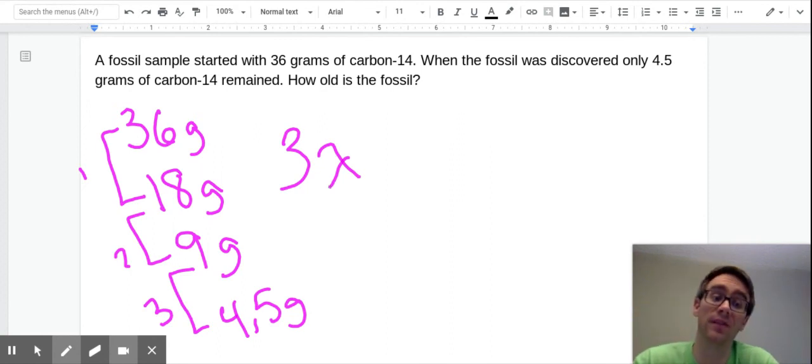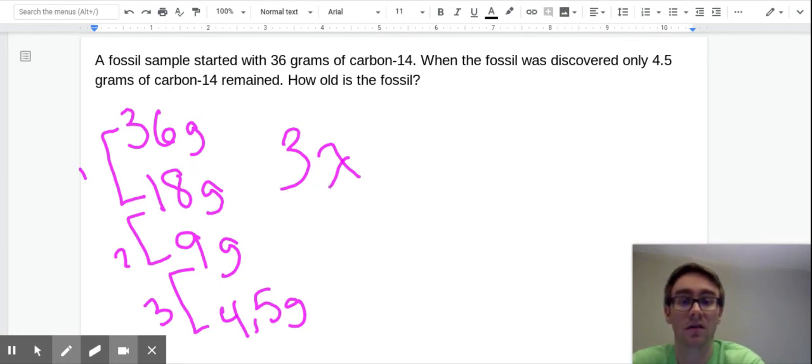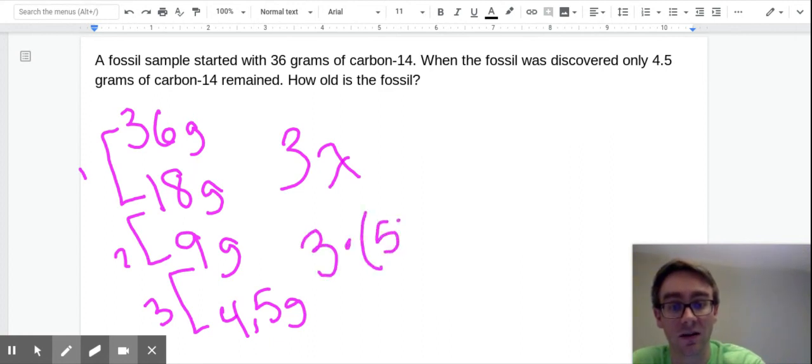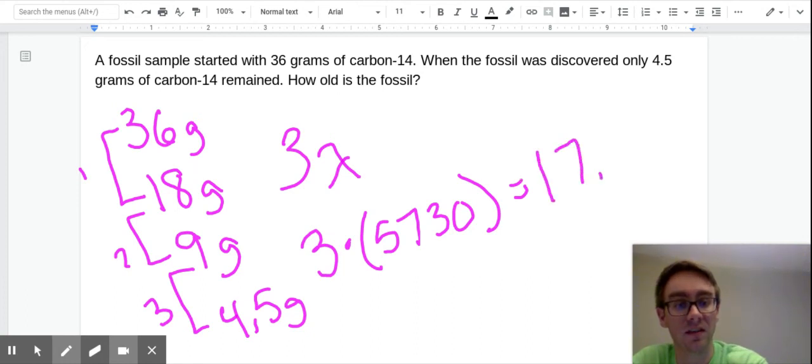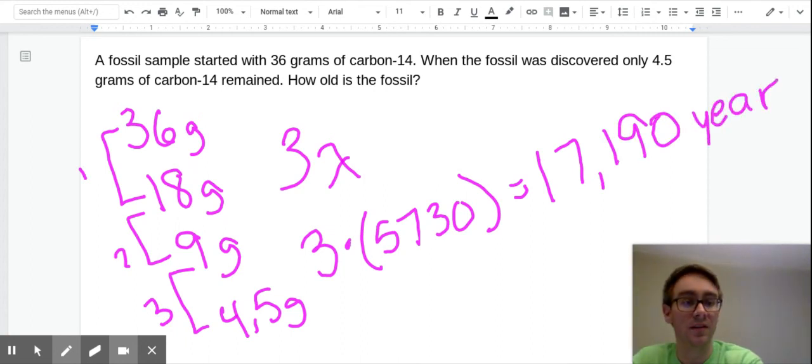Well, I told you up in the very beginning that the half-life of carbon-14 is 5,730 years. So it'd just be 3 times that half-life of 5,730. I want to make sure I did my math right, which is 17,190 years.